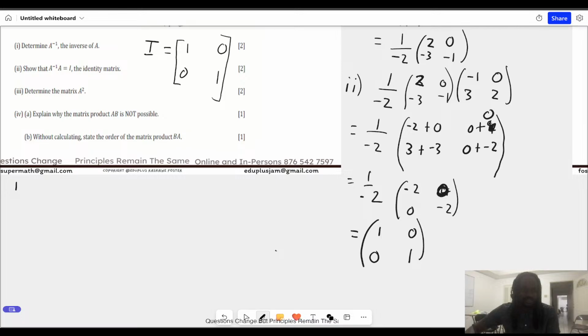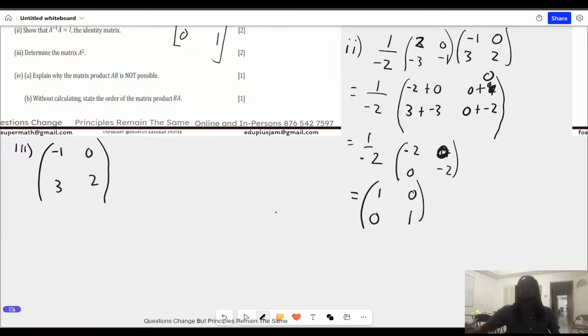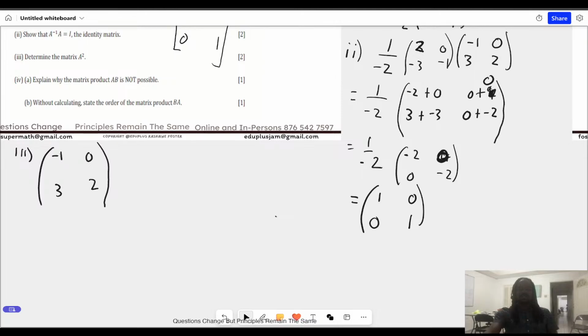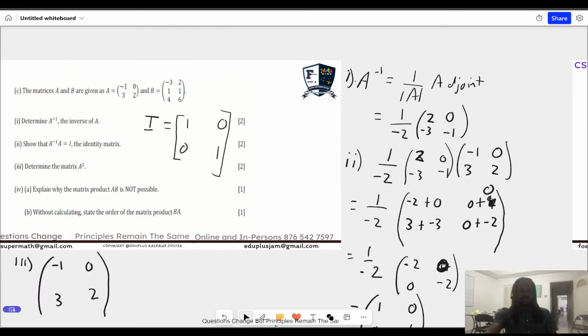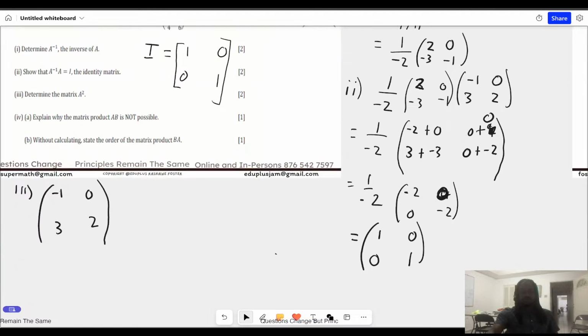Question 3. Determine the matrix A squared. So determine the matrix A squared. So the first thing here is A, negative 1, 0, 3, 2. Right numbers. Negative 1, 0, 3, 2.